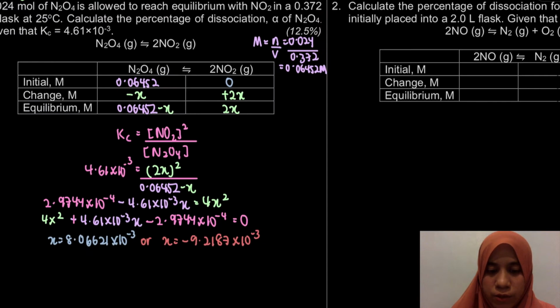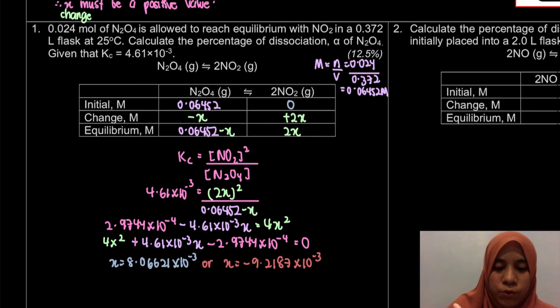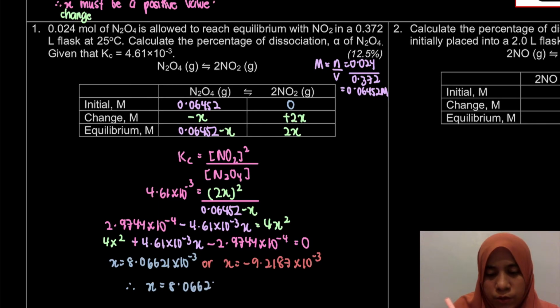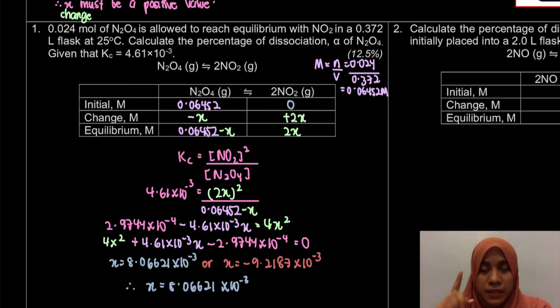So, here we write it. From here, if you don't want to write X must be a positive value, it's okay. But we know X is equal to 8.06621 times 10 to the negative 3.